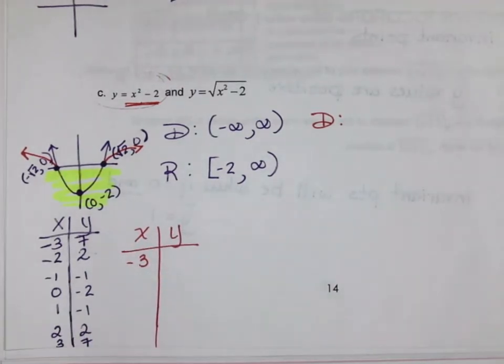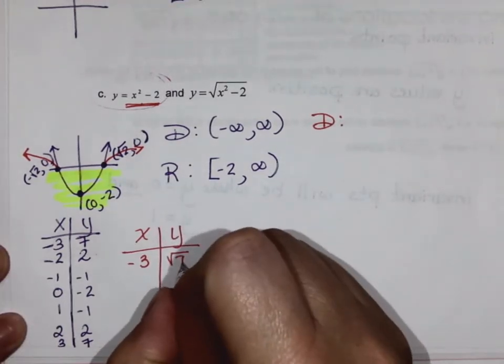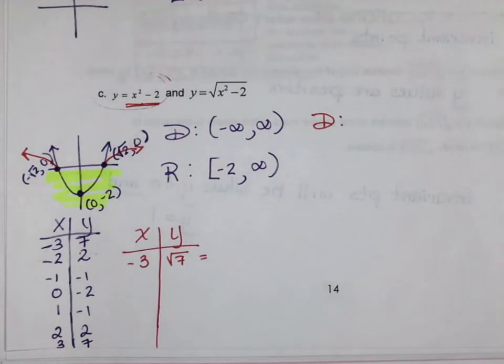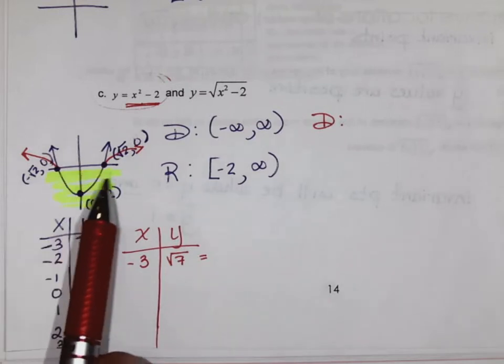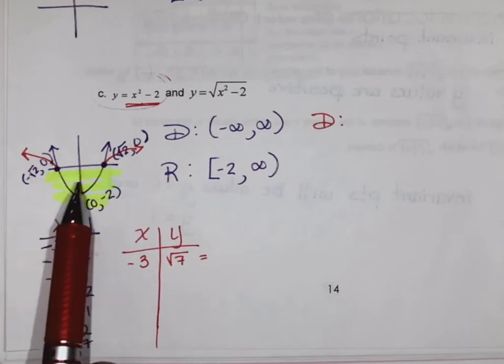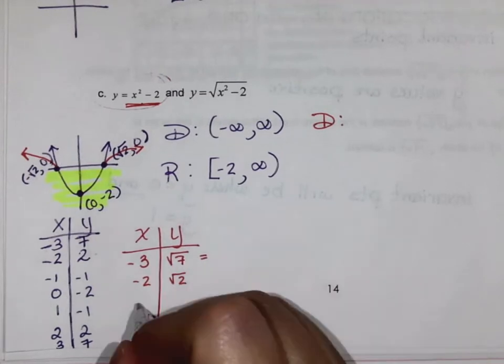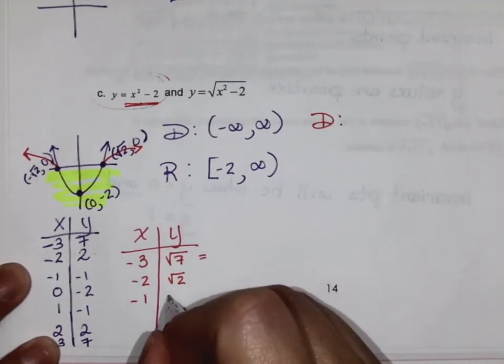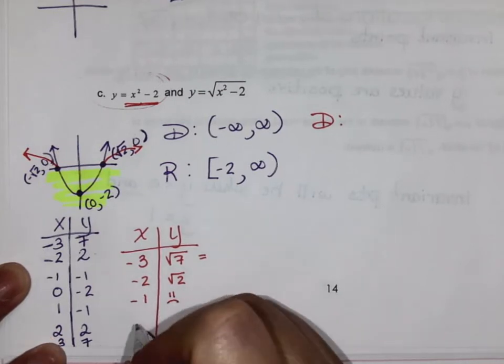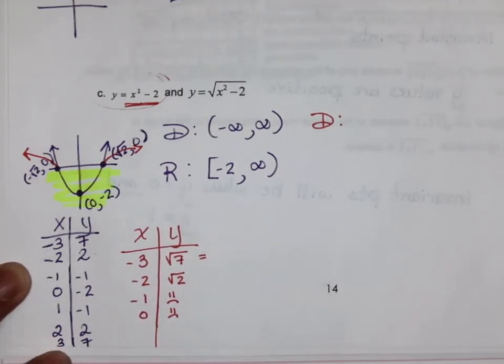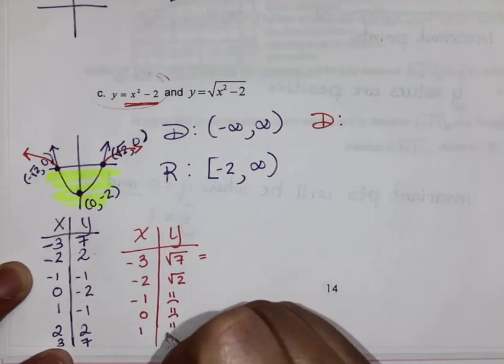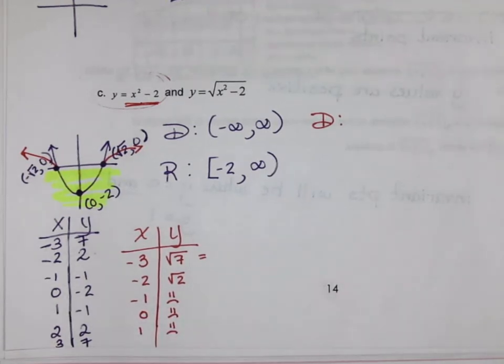So negative 3. What's my y value on the rooted graph? Root 7. Yes. It's literally just that. What did we say can't exist? We can't do anything with those. So at negative 2, root 2. At negative 1, at 0, sad face. It looks like a complex mathematical symbol for an imaginary number.